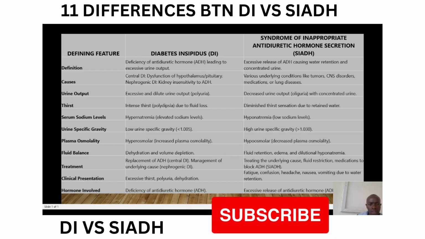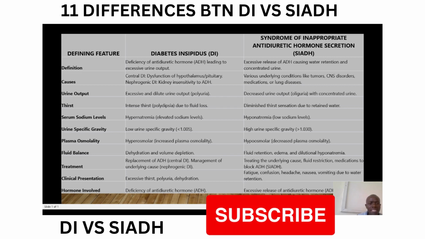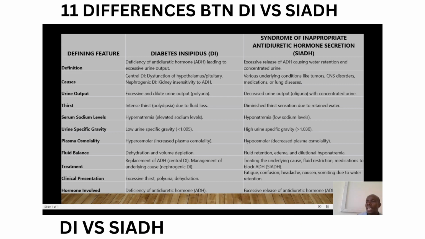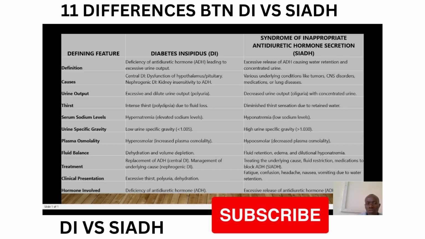What is the cause of thirst? Thirst is triggered by dehydration and increased serum osmolarity in diabetes insipidus, whereas thirst regulation is impaired in SIADH, due to inappropriate ADH release, leading to dilutional hyponatremia.